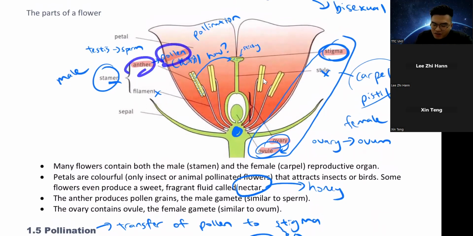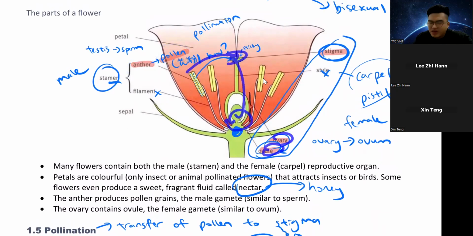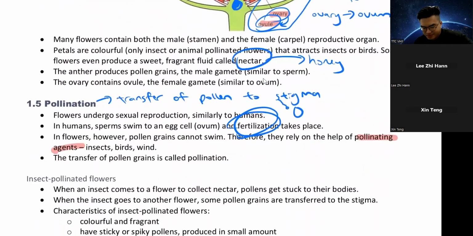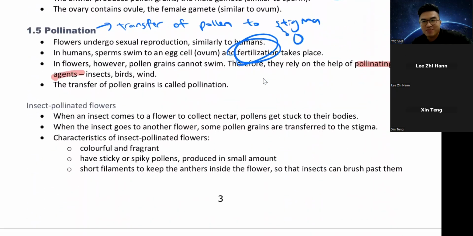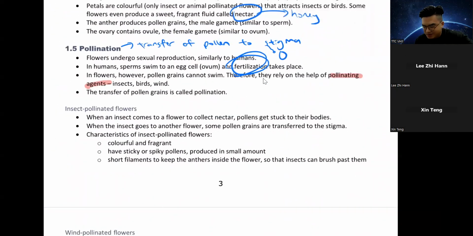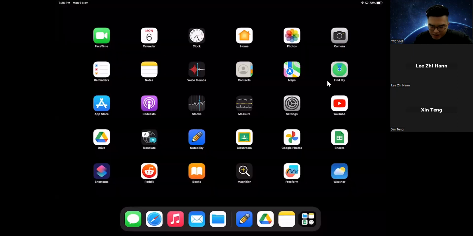Okay, so anther pollen will go to the stigma, and then the ovary will produce ovule, they will combine, and then you will make a new baby. You will make a new fruit. Okay, so let's look at an insect pollinated flower. Let me show you something.